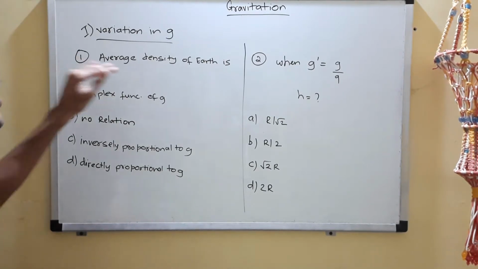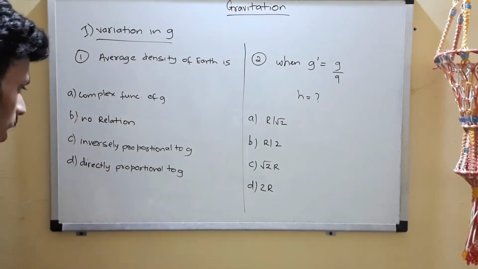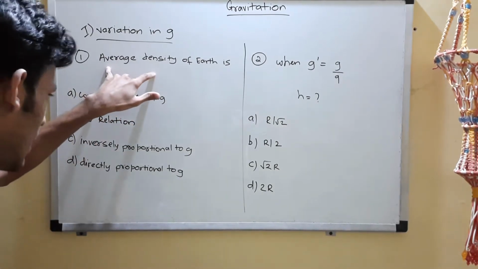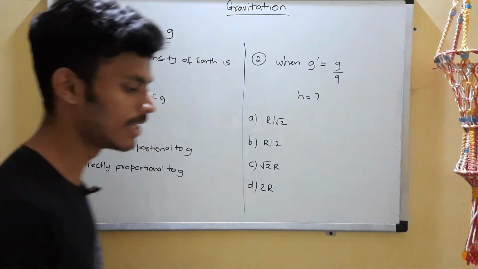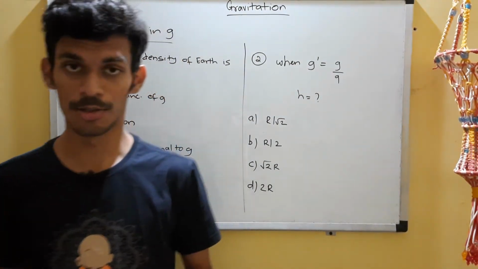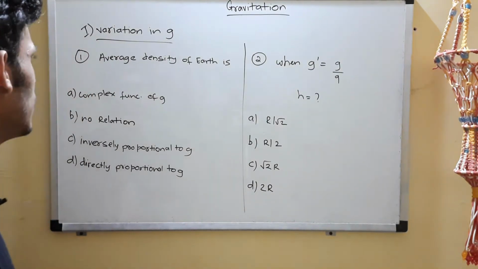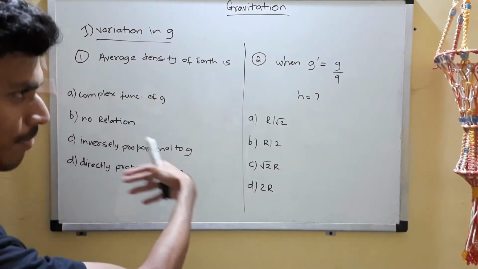So question number 1: average density of Earth is... So you basically have to find a relationship between average density and acceleration due to gravity, and see how does your acceleration due to gravity depend on average density. So that is what the question is saying, although it's framed in a bit absurd manner.